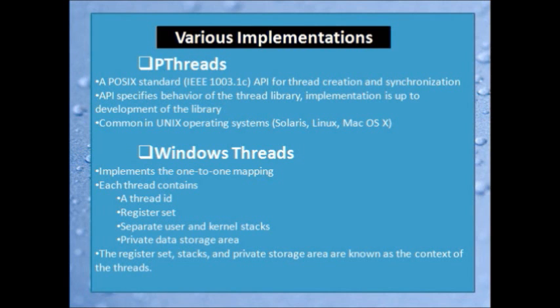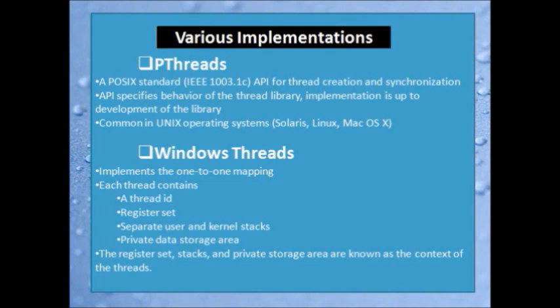Various implementations. Pthreads, a POSIX standard, that is IEEE 1003.1c, is an API for thread creation and synchronization. The API specifies the behavior of the thread library. Implementation is up to the developers of the library. It is common in Unix operating systems.